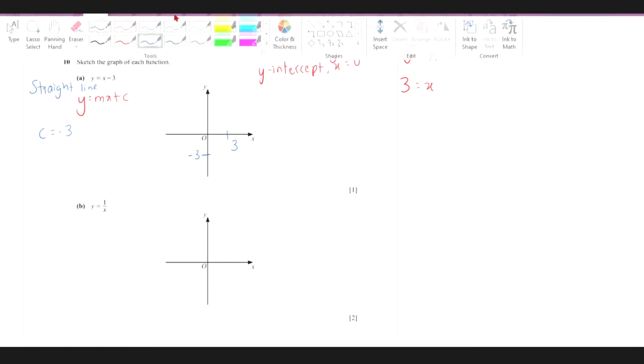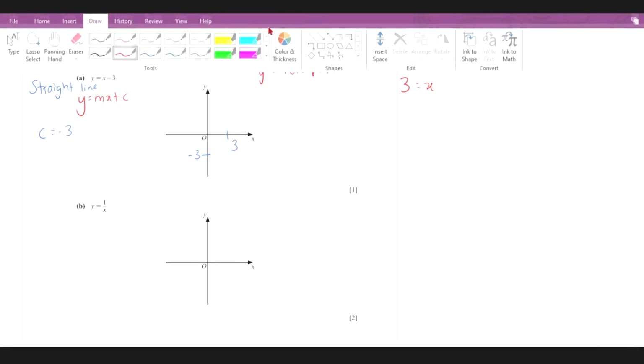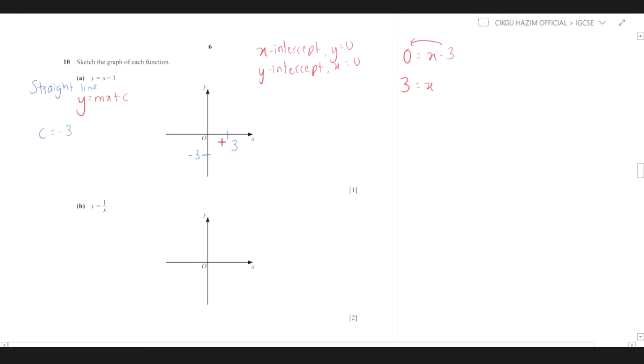That means your straight line here, you need to use your ruler because it's a straight line. It needs to pass through positive 3 on the x-axis and negative 3 on the y-intercept. So something like that. Make sure you use your ruler. Okay, and then after that you could see question number B here.